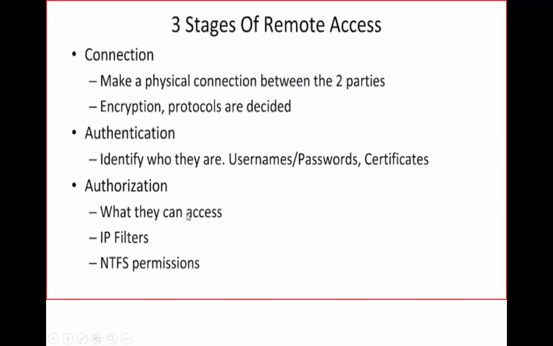So if I go to 3 stages of remote access, first the companies make a connection with each other, a physical connection between the two parties. So New York office to Toronto office, suppose. The data should be encrypted and protocols are decided. So when I say encryption, what do you mean by encryption? What is encryption?